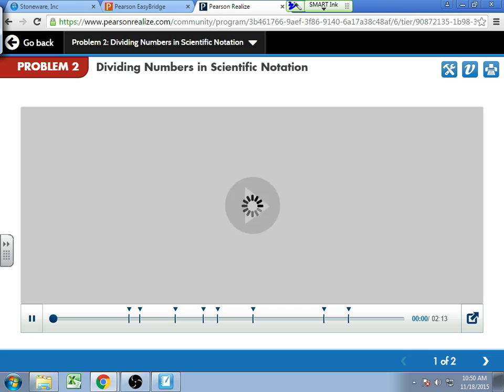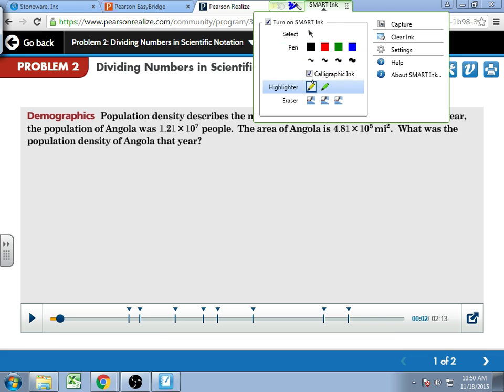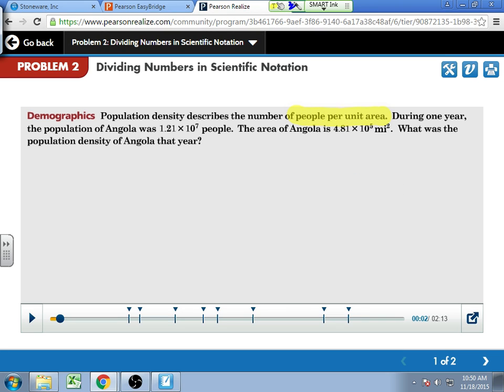Gangster talk. Alright, so now if we have two numbers in scientific notation, this is where you guys started to have some issues yesterday. So we really want to be careful here. So population density is the people in a certain area based off the size of the area. So during 1 year, the population of Angola was 1.21 times 10 to the 7th, so that'd really be like 12 million. The area was 4.81 times 10 to the 5th. What was the population density of Angola? So it's the people per unit area. That tells me the order of the division. So it's people divided by area.